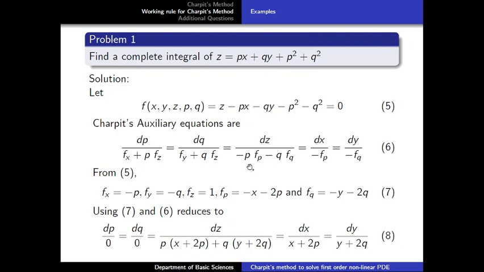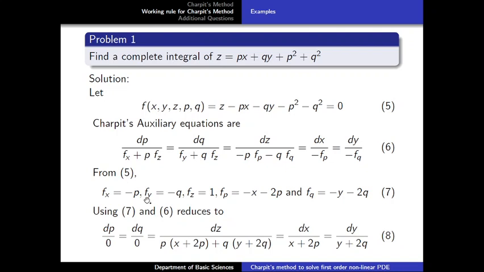Now, the next term is minus p into fp, that is minus p into minus x minus 2p, minus q into minus y minus 2q. After taking negatives outside and multiplying, the term reduces to p into x plus 2p plus q into y plus 2q, equal to dx divided by minus fp. Fp is minus x minus 2p, therefore minus fp is x plus 2p. Then it is equal to dy divided by minus fq. Minus fq is going to be y plus 2q.